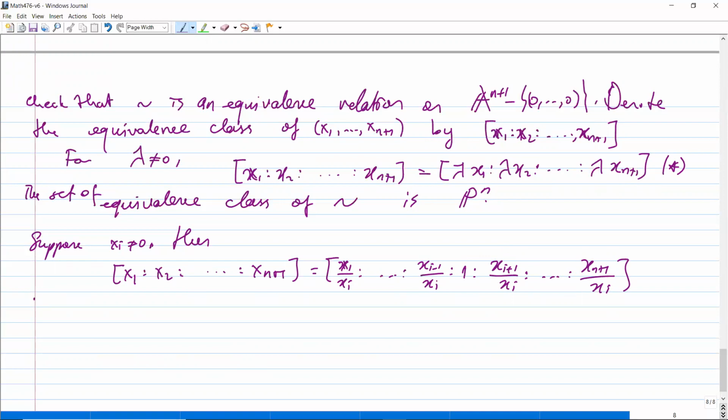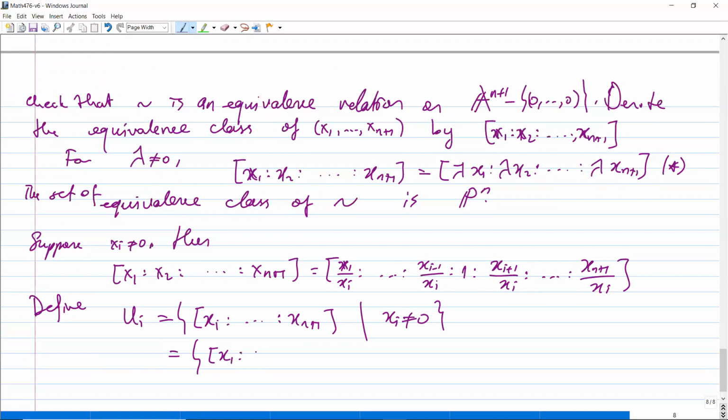So let's define the set Ui to be these equivalence classes [x1, ..., xn+1] such that xi is not 0. So that we can also take that coordinate to be 1, so it can be defined like this: x1 up to xi minus 1, the ith coordinate 1, xi plus 1, and then up to xn plus 1. So these xj's are the xj over xi's of the previous equality, such that the xj's are in K. So here, of course, all the xj's are in K.